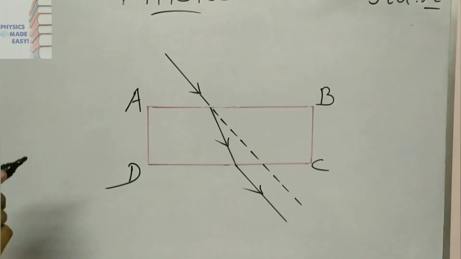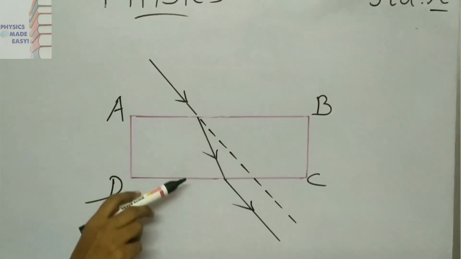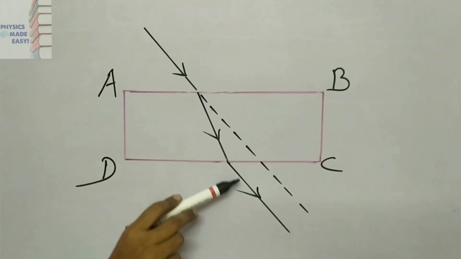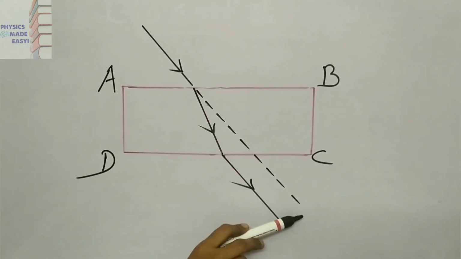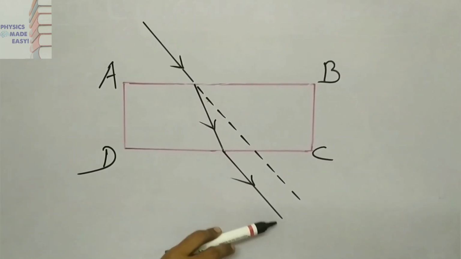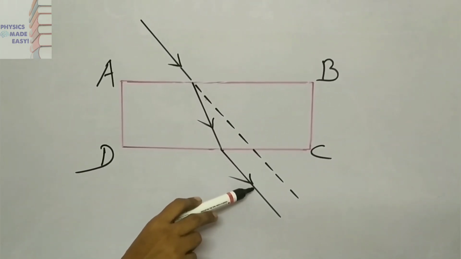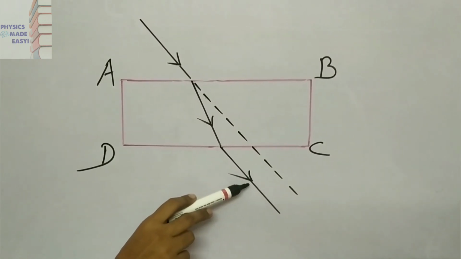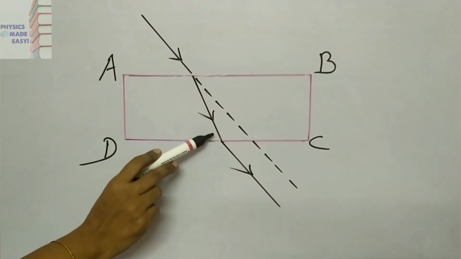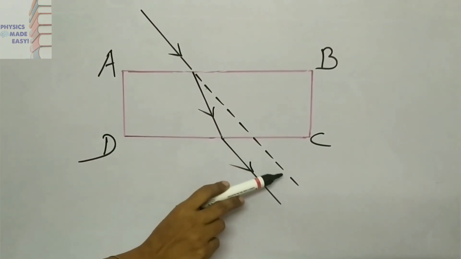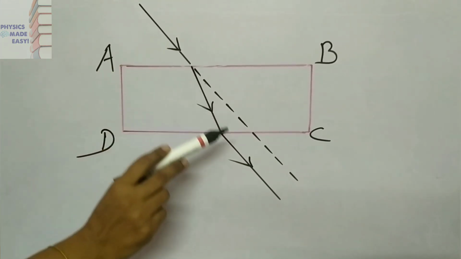Before going to lateral displacement, this also you have to know, children. Here you can see this is the direction of the incident ray, and this is the emergent ray. Both are parallel now. Why are these two rays parallel? Why is the emergent ray coming out parallel to the direction of the incident ray?